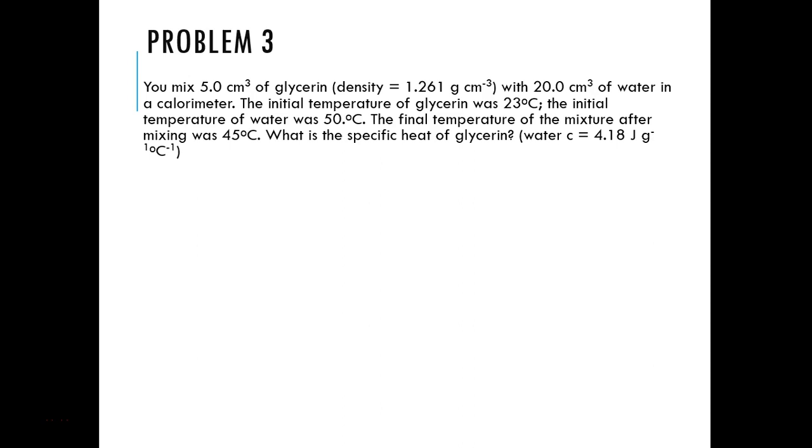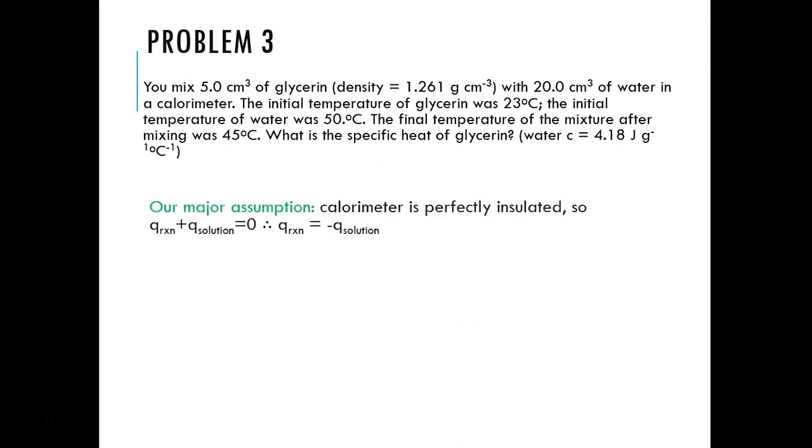Okay, so mixing 5 centimeters cubed of glycerin, which has a density of 1.261 grams per centimeter cubed, with 20 centimeters cubed of water in a calorimeter. We have the initial temperature for glycerin, which is 23 degrees Celsius. Initial temperature of water is 50 degrees Celsius. We have final temperature of the mixture, and we're trying to find the specific heat of glycerin.